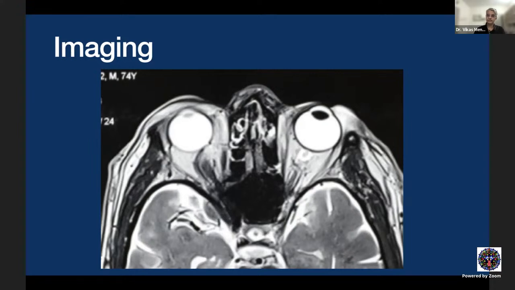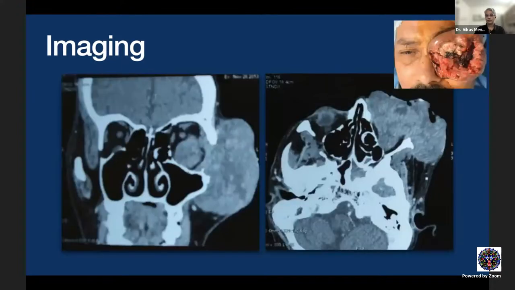And then MRI is the imaging of choice. But if your patient cannot afford an MRI, then you can even do a CT scan, and that will also give you enough information about the extent of the disease. This will help you plan your management, whether you want to go for a local treatment or a more extensive treatment, because some orbital structure is involved.